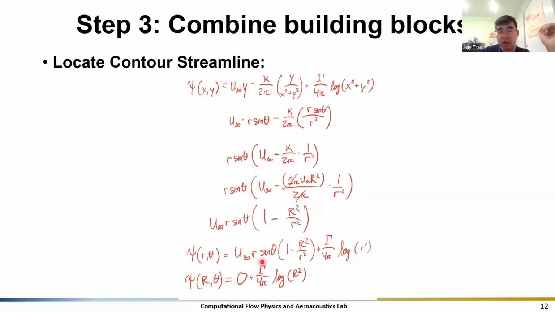Here it is: gamma over 4 pi times log of lowercase r squared. We want lowercase r to be equal to uppercase r, because then we will be on the cylinder surface. Therefore, instead of psi equals 0, we want psi to be equal to gamma over 4 pi times log of r squared. Let's put that into our code.